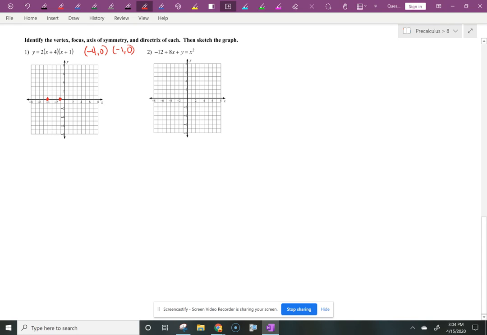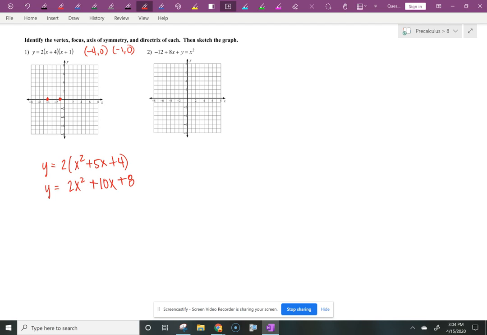But maybe let me talk about how you would find the directrix and the focus. So I would actually take that equation and I might actually FOIL it out. So x squared plus 4x plus 1x is plus 5x plus 4. And then I would like that to say y equals 2x squared. I'm probably going to factor that right back out, plus 10x plus 8. And there it is.